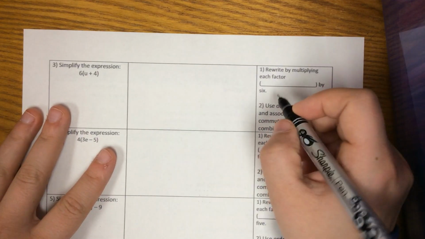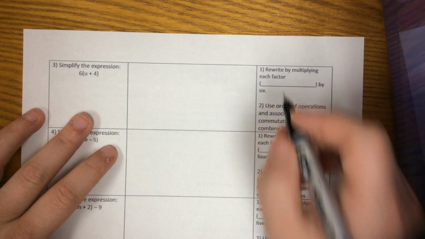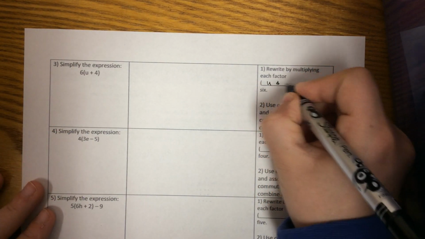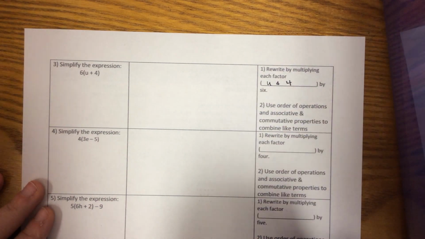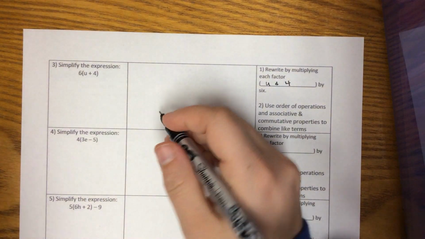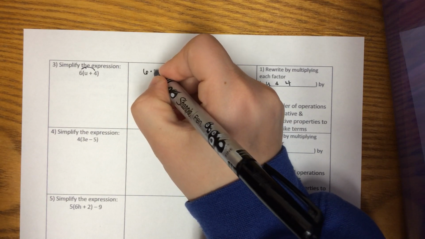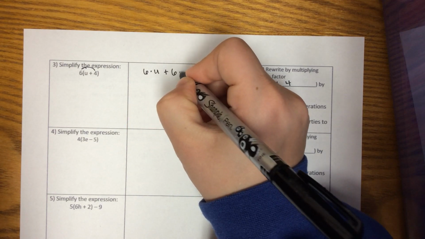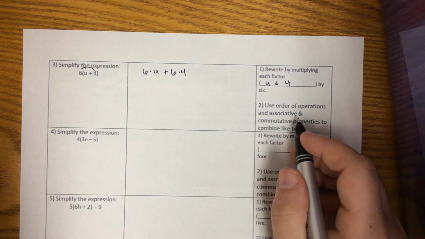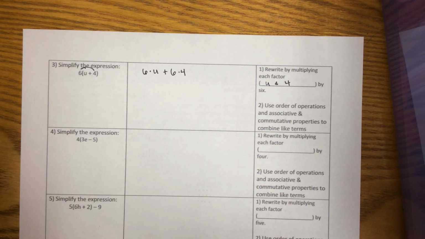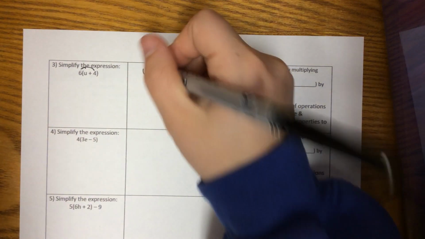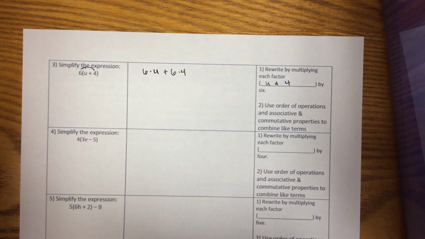So the first thing we're going to do is rewrite by multiplying each factor, that's the u and the 4, by 6. Okay? So I go pew, pew. I'm going to say 6 times u plus 6 times 4. Now I'm going to use the order of operations, associative, and commutative properties to combine like terms. This is a u, not a 4. It kind of looks like a 4.